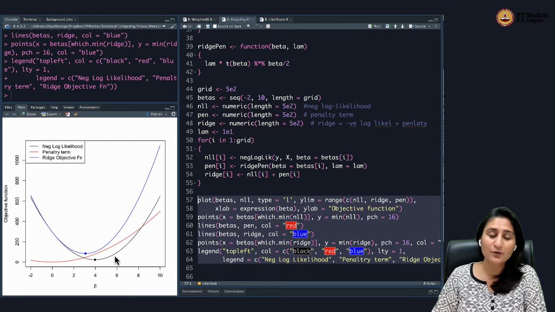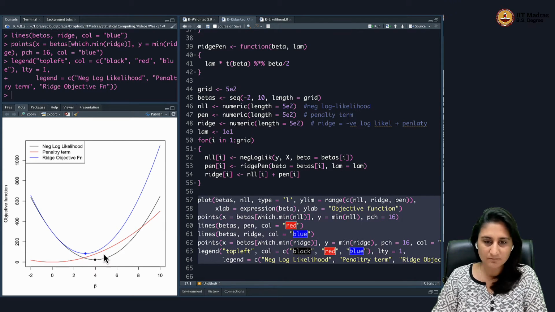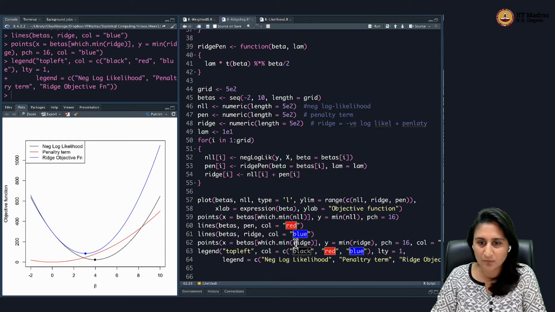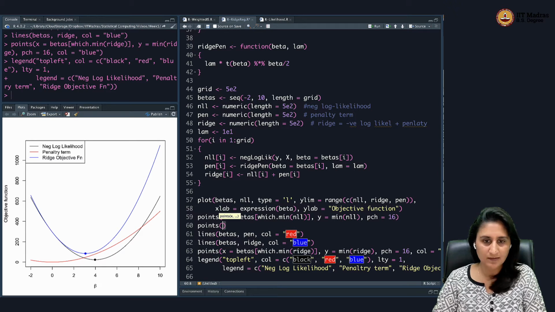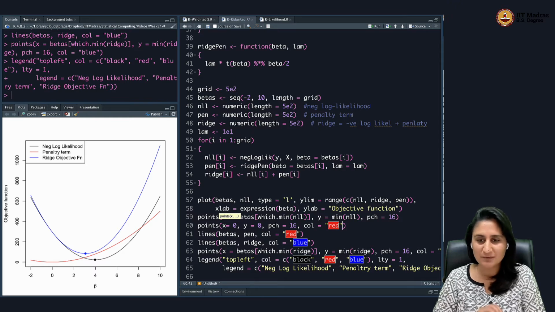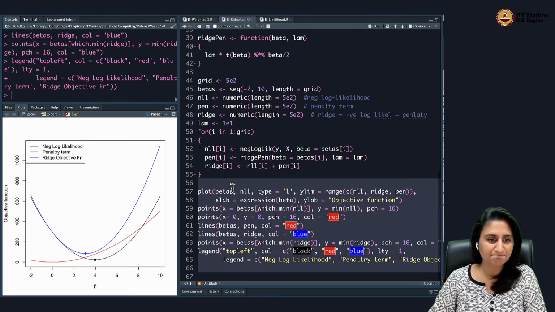Because I'm adding, for example, if the blue curve was not there, or let me put it, maybe I can add one more point here. I can say points x is equal to 0, y is equal to 0, pch equals 16, and color equals red. So you've seen me code live now. Let me remake this plot.